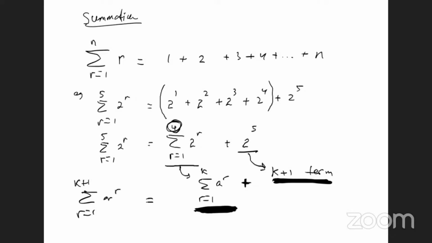So the main thing I want you to gather from this is that whenever you sum R going from 1 to K plus 1 of any function, let's call the function e to the R, any function you want, is the same as the summation of R going from 1 to K plus the K plus 1 term. The K plus 1 term is simply the last term, right? It's just simply the last term.